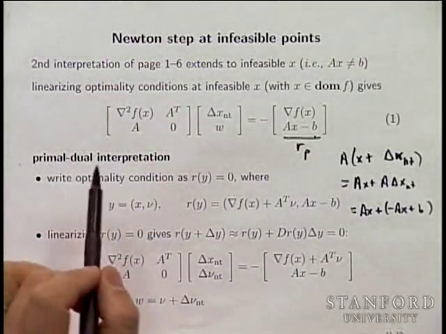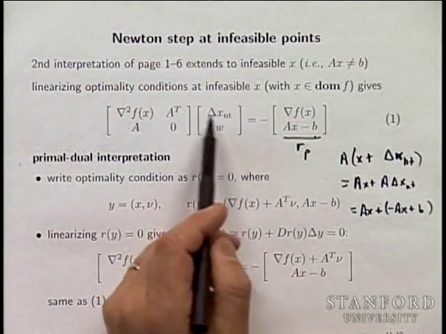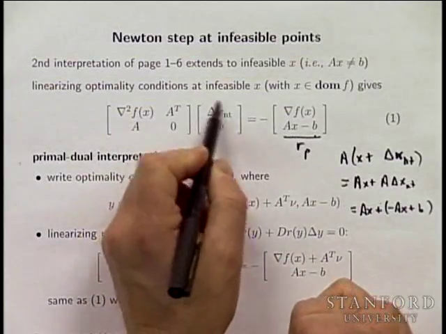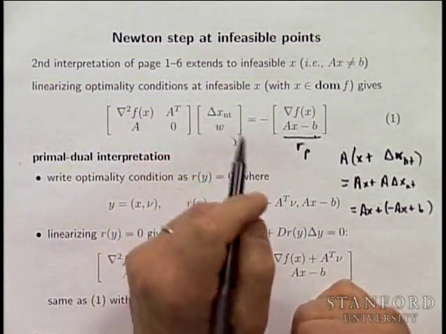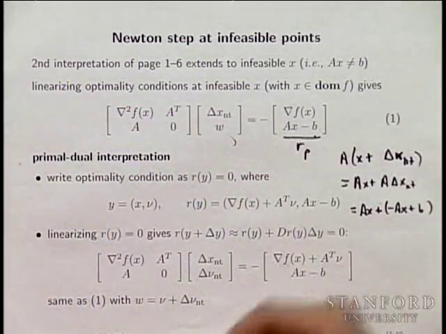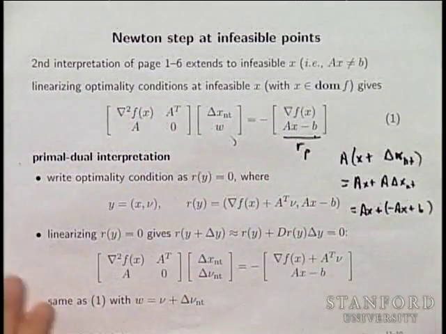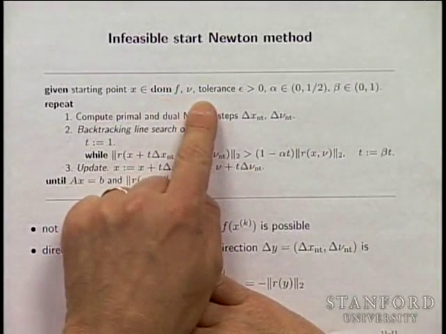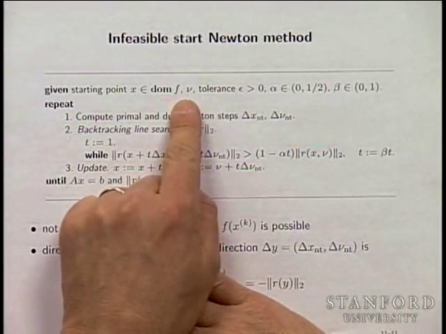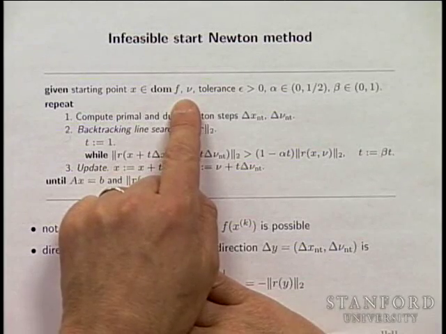Some people would also call this a primal dual Newton method because you're updating both the primal variable and this dual variable at the same time. Of course, that's true of Newton's method as well, but still, I guess that's the idea. So this is the infeasible start Newton method. It looks like this. You start with a point. It has to be in the domain of the function, but it does not have to satisfy Ax equals b.